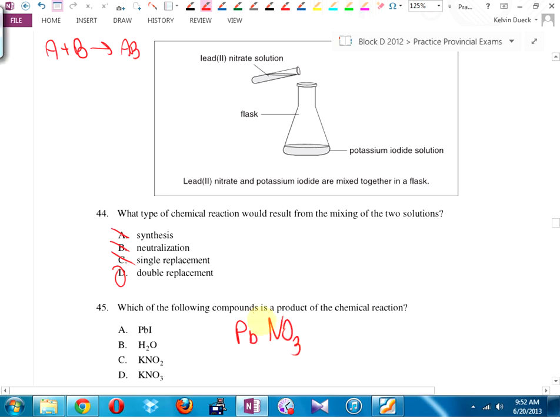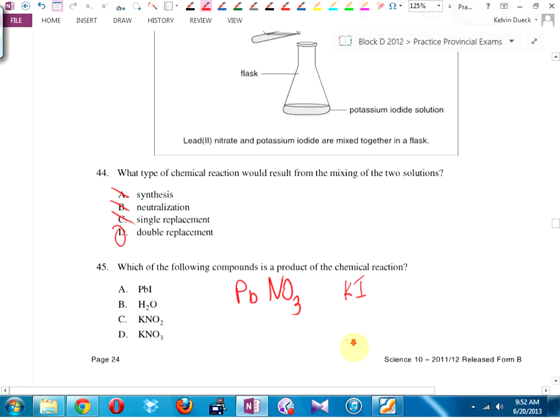What's the valence of lead? You know what? I don't care right now. I'm just going to say we have potassium iodide. I guess lead is going to combine with iodide, and potassium is going to combine with the NO3.